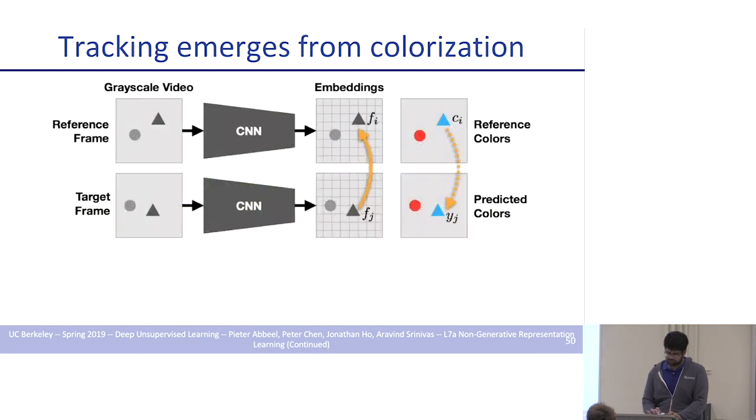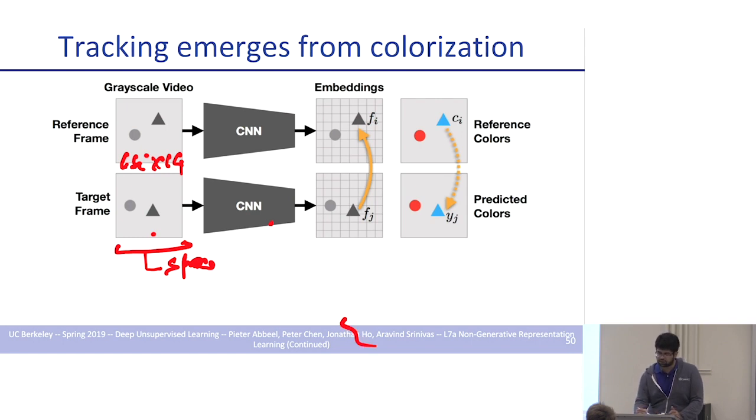So reference frame here, target frame here, both are encoded with the same CNN. These are in the L space. And let's say if this is a 64x64 frame, let's say the video is 64x64 each frame, you can actually have a smaller hidden dimension, say 32x32.